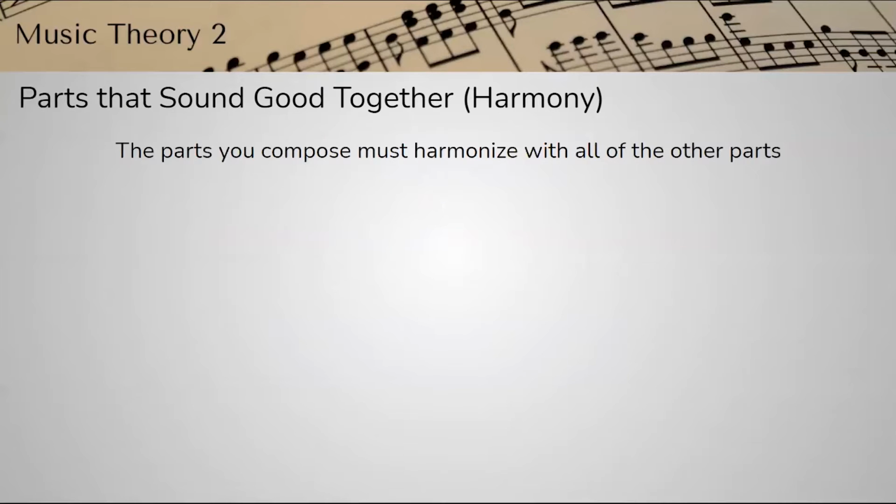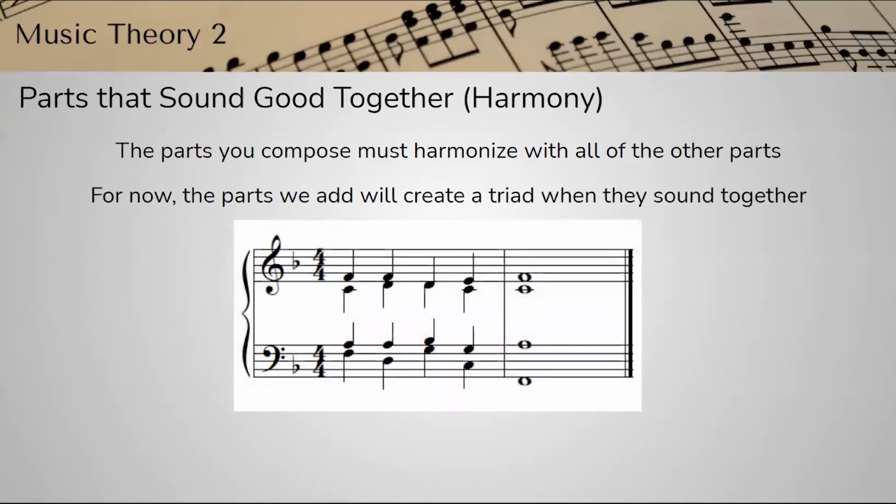So let's talk about what makes things sound good together. And we already kind of know this from counterpoint, because in counterpoint, the intervals that happen when two notes happen at the same time had to be consonant. And it's the same with part writing. The parts you compose must harmonize with the other parts. And for now, what we're going to start with are harmonies that create a triad when they sound together.